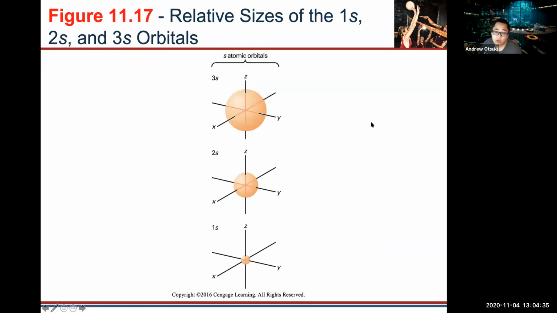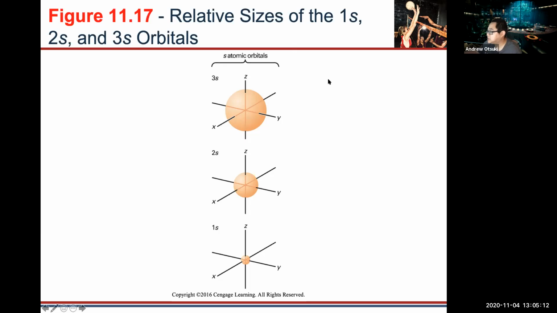Okay, so as we move down the periodic table, the sizes of the orbitals get larger because the elements have more electrons and they occupy more principal energy levels. So as we go from 1s to 2s to 3s, we can see that the atomic size of the element will increase, and with that, an increasing size of the s atomic orbitals. So it always increases as you go down the periodic table, down a group.